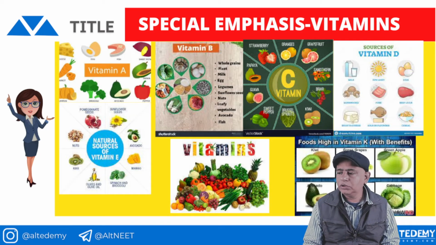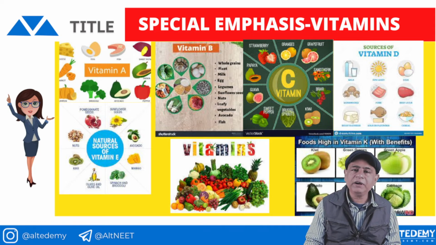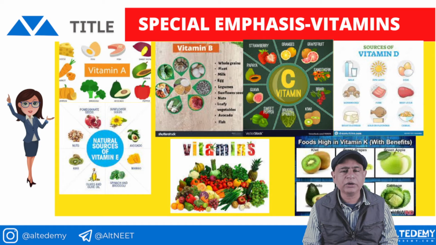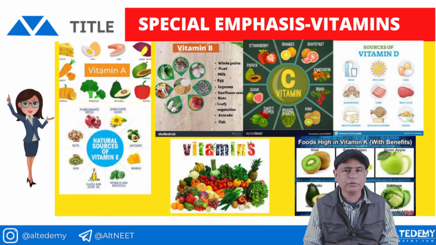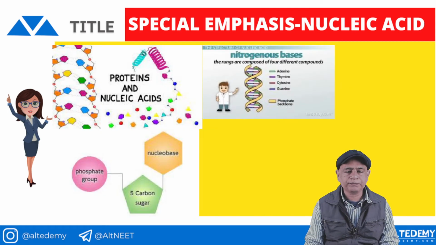Again, we come to various kinds of vitamins, which are of vital importance. Vital amines are basically vitamins. Different kinds of vitamins that we have are A, B, C, D, E, K. These are the types of vitamins generally we come across, and we will be placing special emphasis on vitamins. From this section, we get a lot of questions, and most of the students stumble on them.